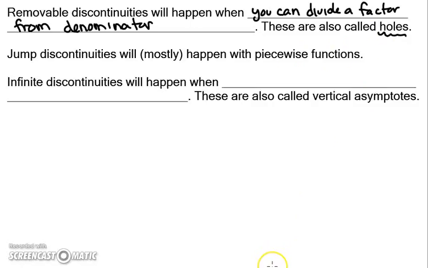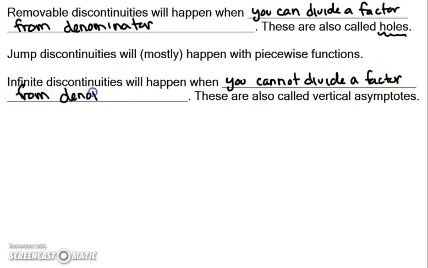Jump discontinuities mostly happen with piecewise functions. There's going to be other times that deal with absolute values, and really an absolute value is a piecewise function. And then infinite discontinuities are when you cannot divide a factor out of the denominator. Those are going to be called vertical asymptotes, and you've probably seen vertical asymptotes before.